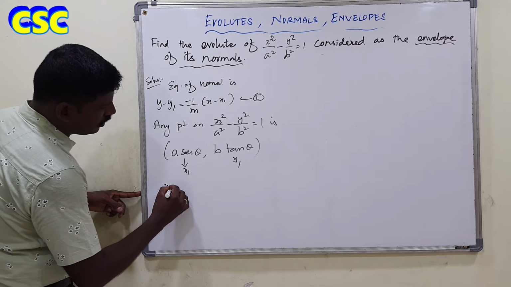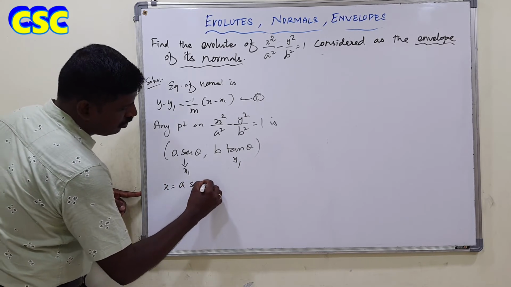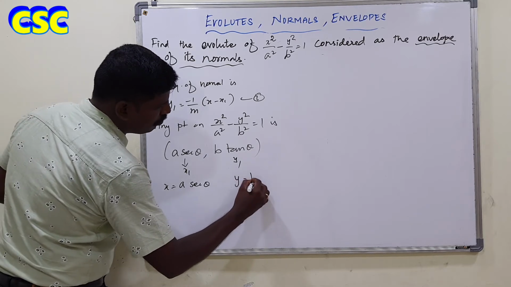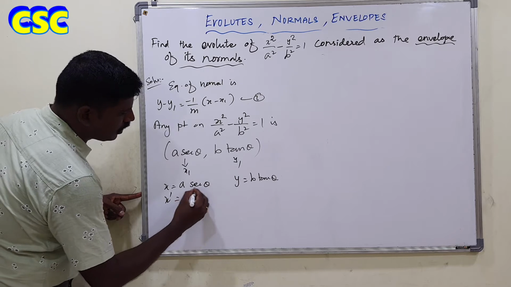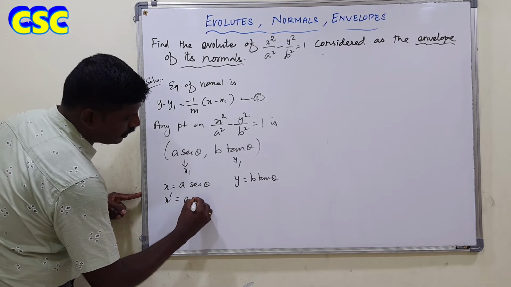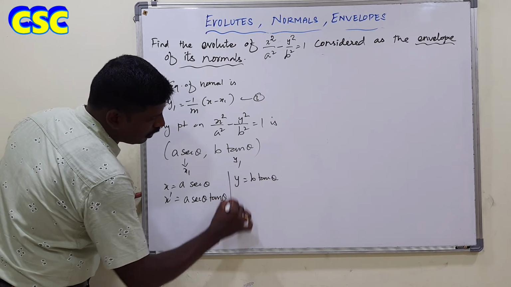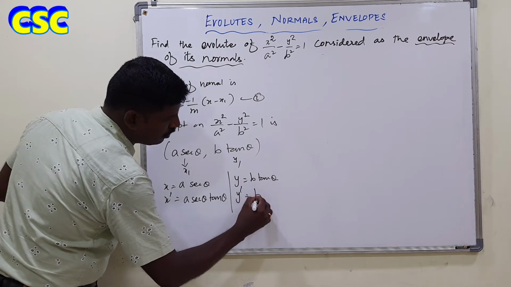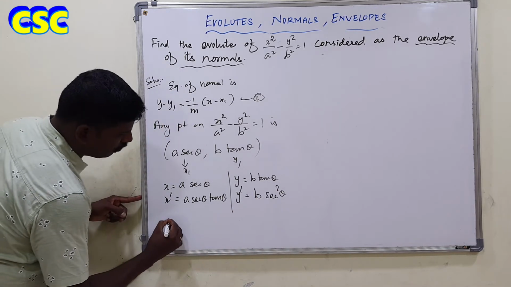To find m, take x equal to a secant theta and y as b tan theta. So what is x dash? A into secant theta becomes a secant theta tan theta, since the derivative of secant theta is secant theta tan theta. Y dash, what is y dash? B into the derivative of tan theta, which is secant square theta. Right?